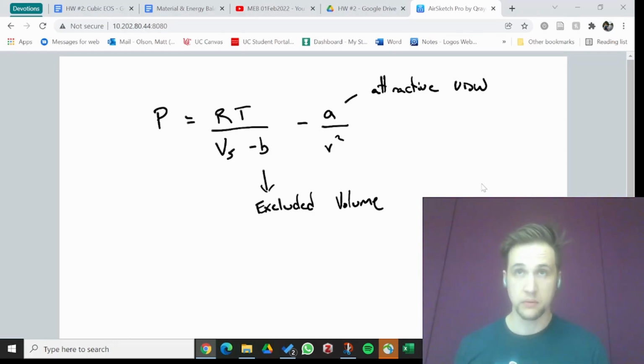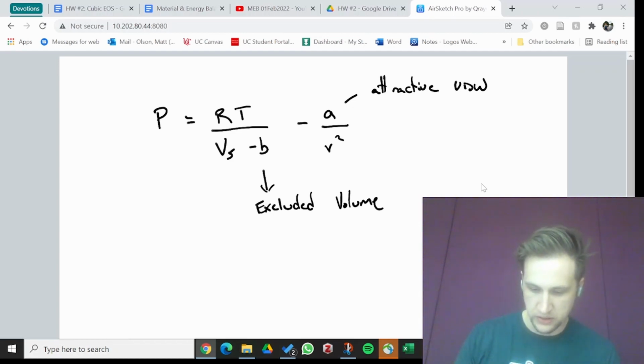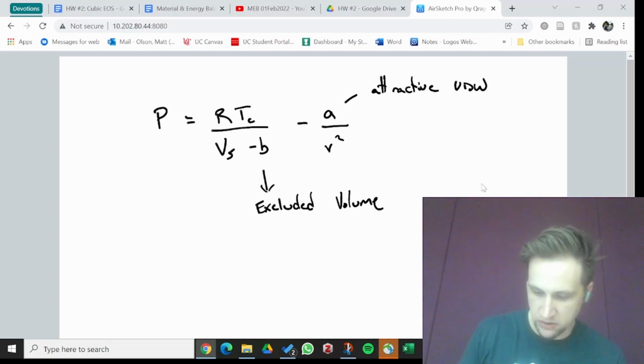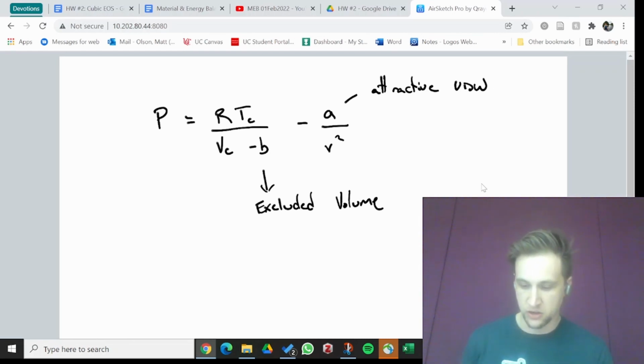Well, what is incredible here is that we know, and I'll draw in here, we're dealing with our temperature at the critical point, our specified volume at the critical point, and the same thing with the pressure at the critical point. We are able to have tested these things experimentally.